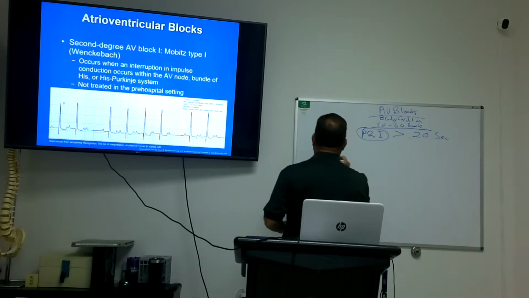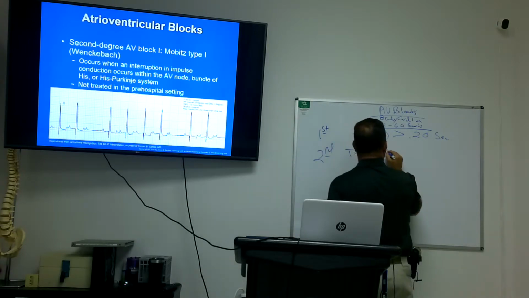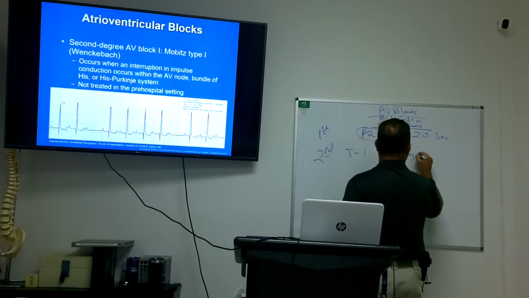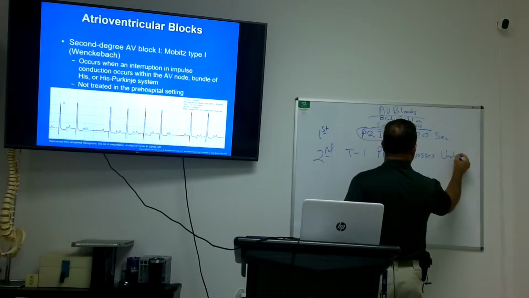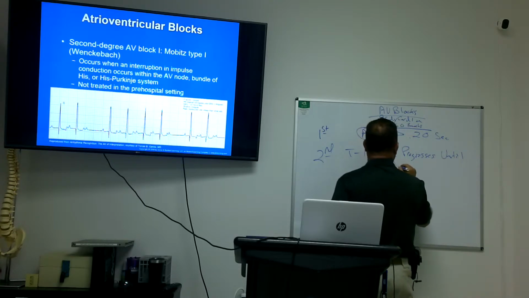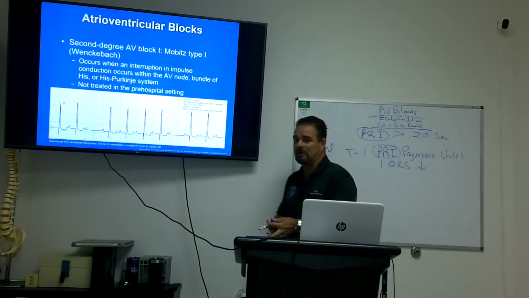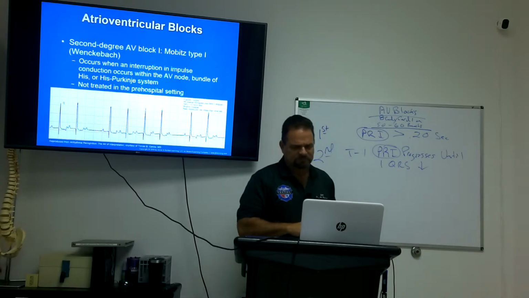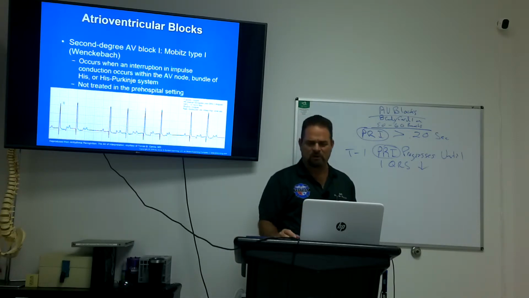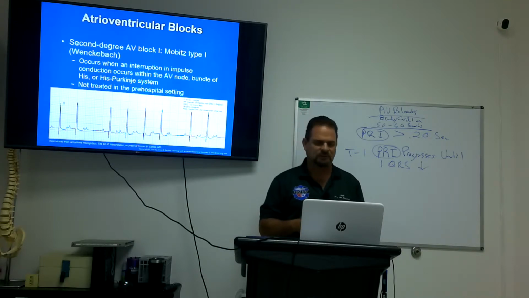Second degree type 1: PRI progresses until 1 QRS drops. Again, you're centered around the PR interval. The PRI starts out within normal limits of 0.12 to 0.20 seconds, but gets longer and longer and longer until it drops. The P wave is then followed by a QRS complex with normal PRI, and the pattern repeats itself until the QRS complex is completely dropped.